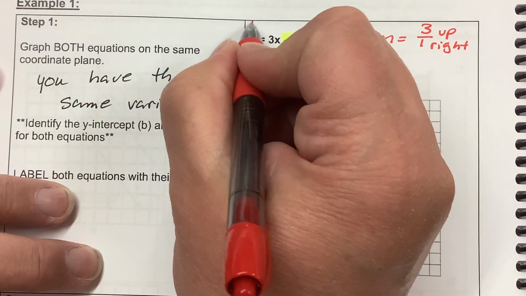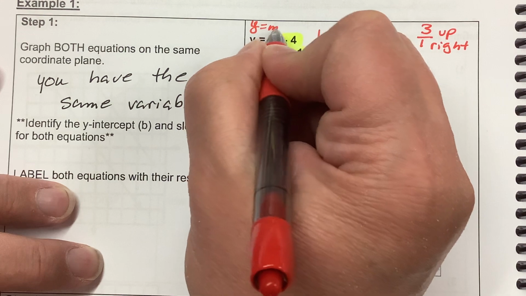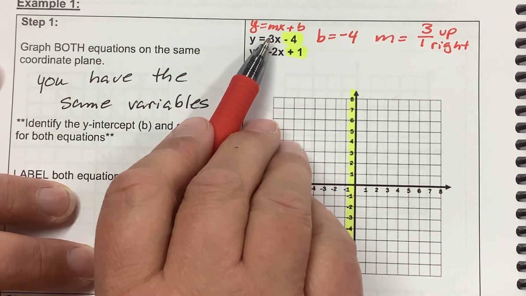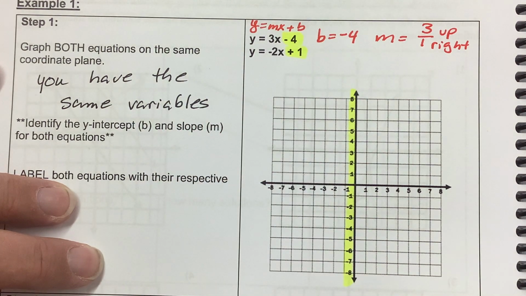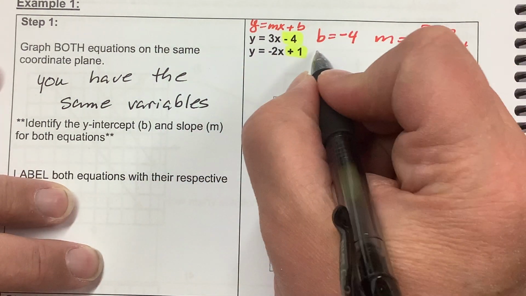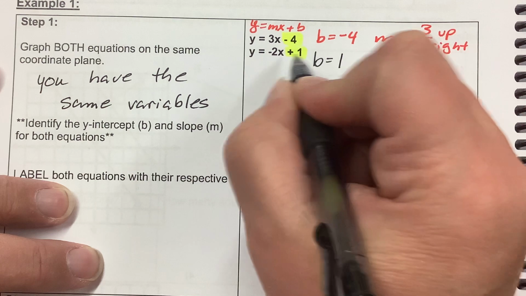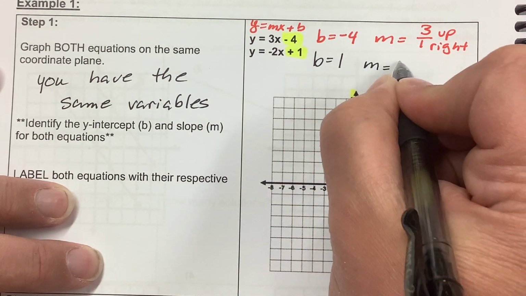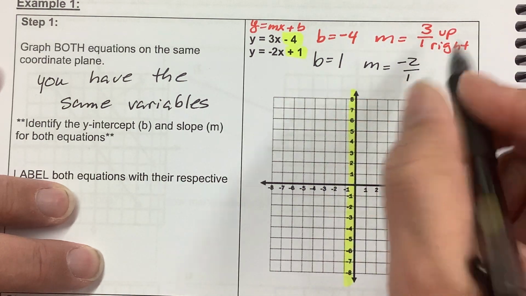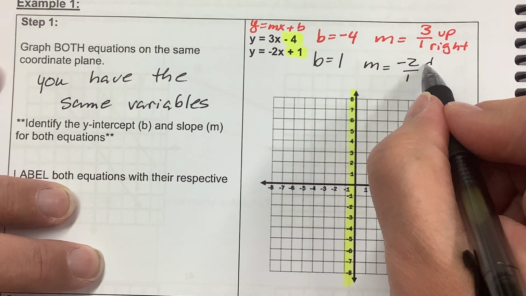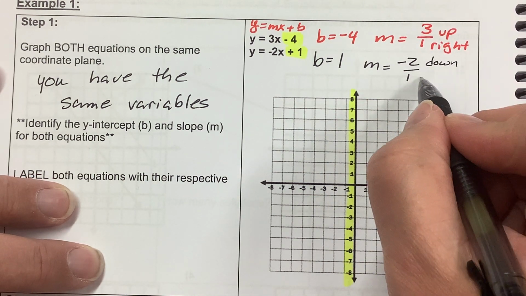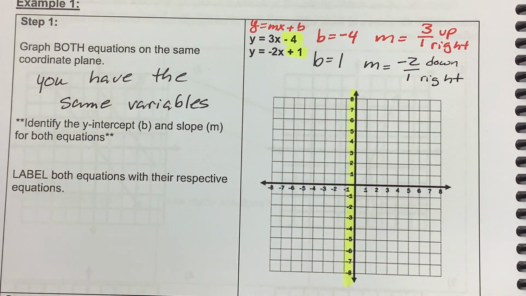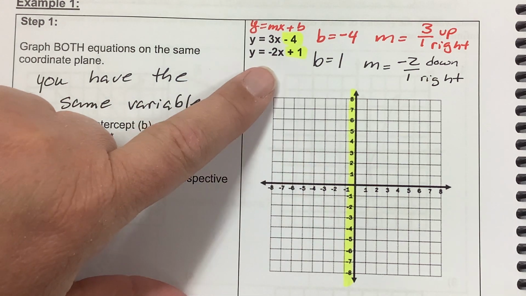Remember, above this, I'm going to write y equals mx plus b. B is the beginning, m is to get more points. Now for the second one, I'm going to begin at 1, because that's the b. And to get more points, I have -2/1. Negative means I have to go down and to the right. So let's start with this first one.